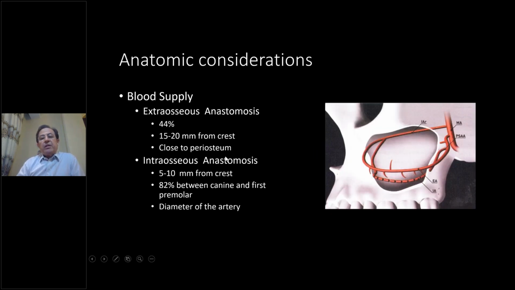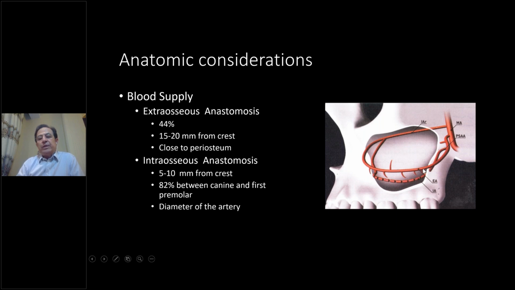How about the blood supply of the sinus? The sinus arteries originate from the maxillary artery, posterior superior alveolar artery, and infraorbital artery, and they provide the blood to the sinus. And they have two anastomoses together, one extraosseous and one intraosseous.